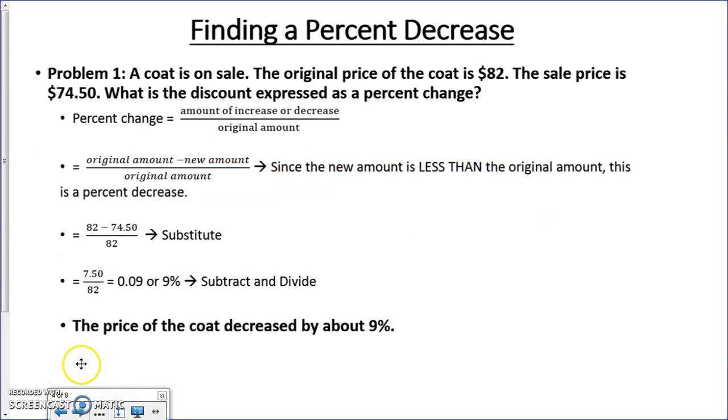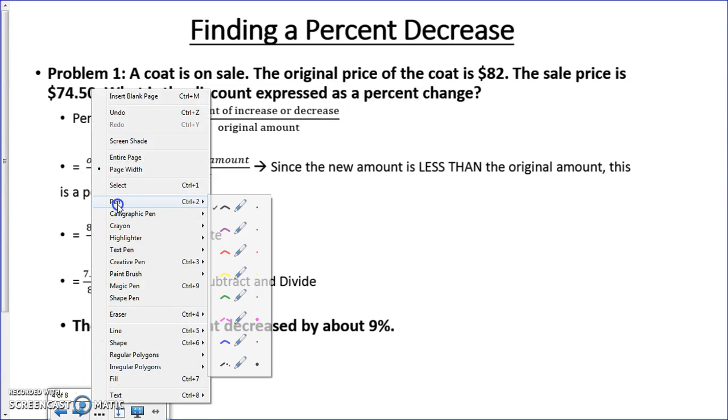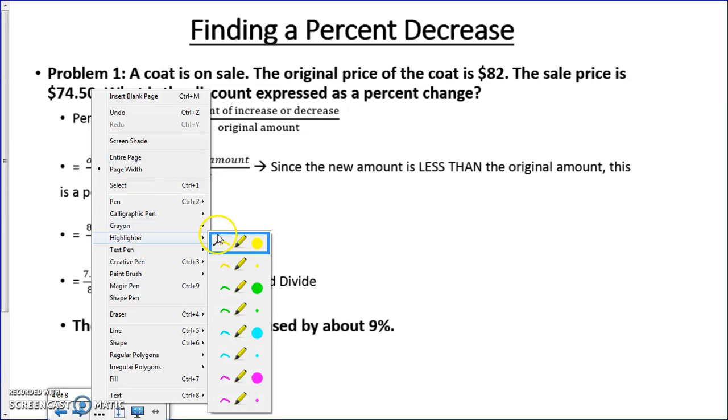Problem 1. A coat is on sale. The original price of the coat is $82. The sale price is $74.50. What is the discount expressed as a percent change? So the whole thing here is we're trying to find percent. So remember, our final answer has to be in percent.